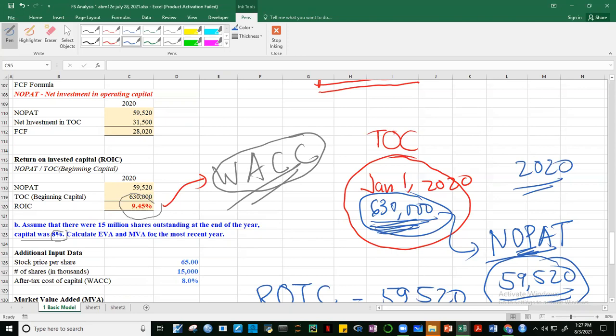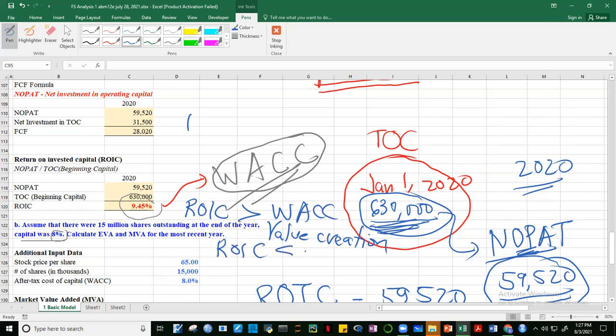So ROIC will always be good if, okay, ROIC is greater than the weighted average cost of capital, okay, then value was created. So we have value creation. On the other hand, if ROIC is less than WACC, then we have value destruction. Value was destroyed.